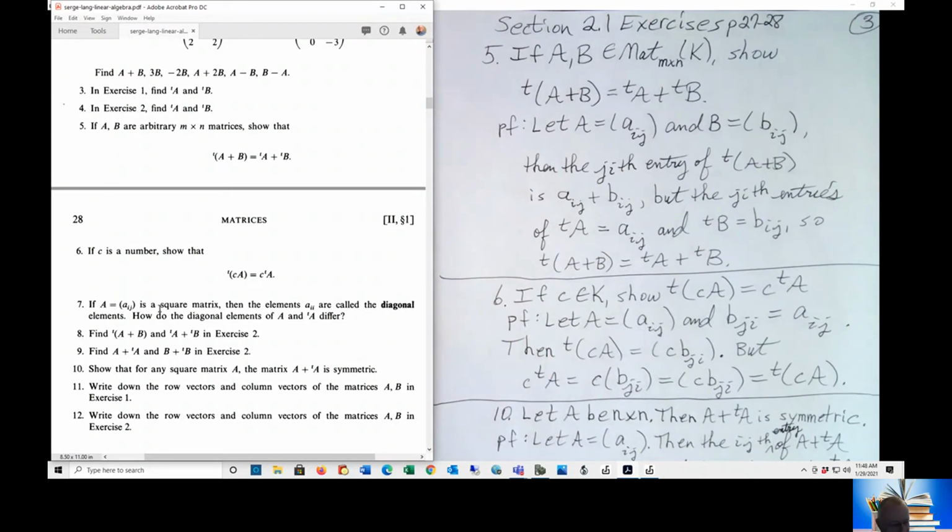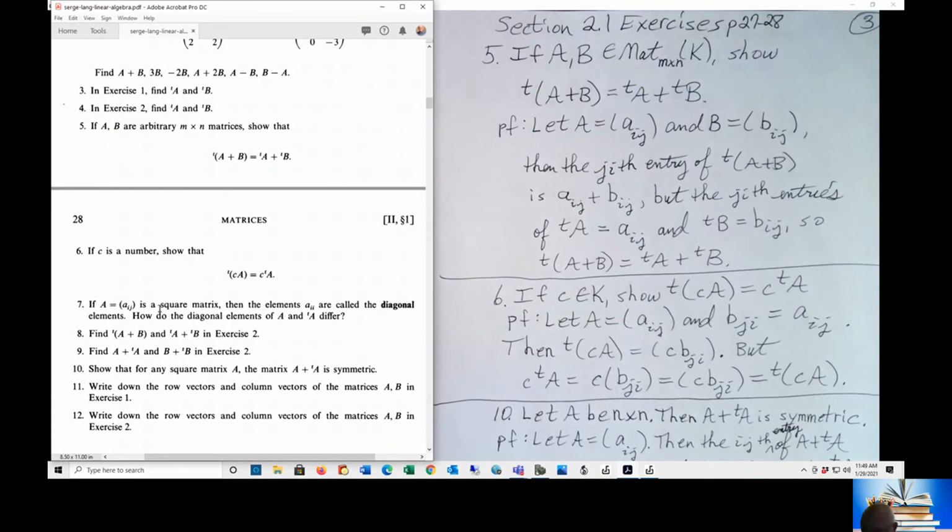Now, later on, when we get to the chapter on inner product spaces, we're going to have another way of proving these same results here in 5 and 6. Number 6. If c is a scalar, show the transpose of cA equals the scalar c times the transpose of A. Well, again, we're using our ijth entry notation. A is A_ij. And for the transpose, B_ji equals A_ij. All right, so let's look at it.